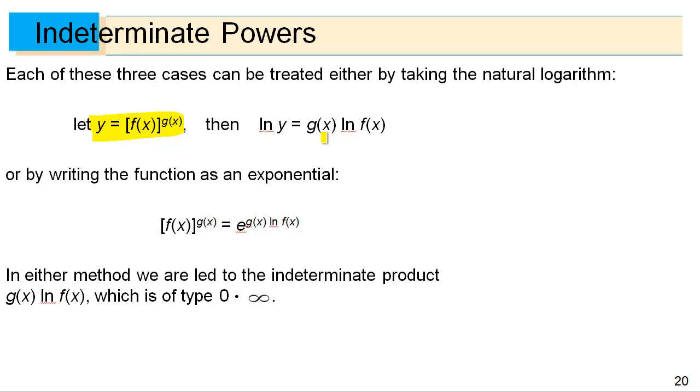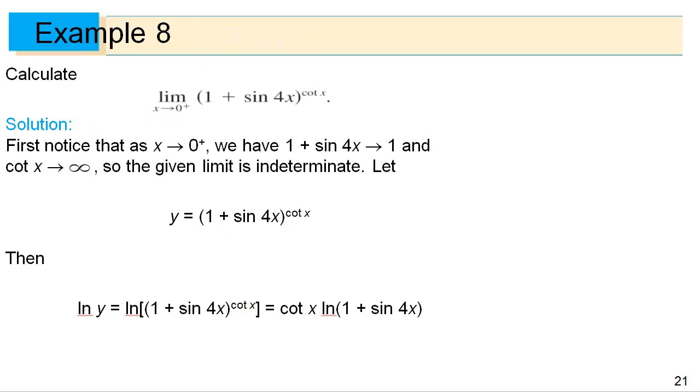Once we have this, we can now take the derivative of both sides. But in either case, once you have it in this form, you're going to have an indeterminate product of 0 times infinity. And once you have 0 times infinity, you can rewrite it as something divided by 1 over something. And then it becomes 0 over 0 or infinity over infinity, depending on which one you flipped. Let's look at an example.